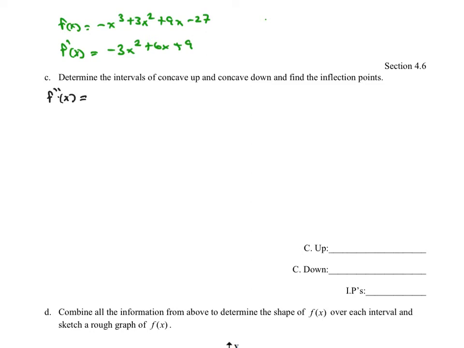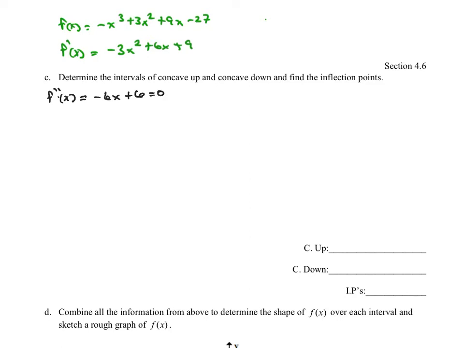Well, for the second derivative, we need to look at the derivative of the first derivative. So the derivative of negative 3x squared would be negative 3 times 2x, which is negative 6x. The derivative of 6x would be 6 times 1, which is just 6, and the derivative of 9 is 0. So the derivative of negative 3x squared plus 6x plus 9 is negative 6x plus 6.